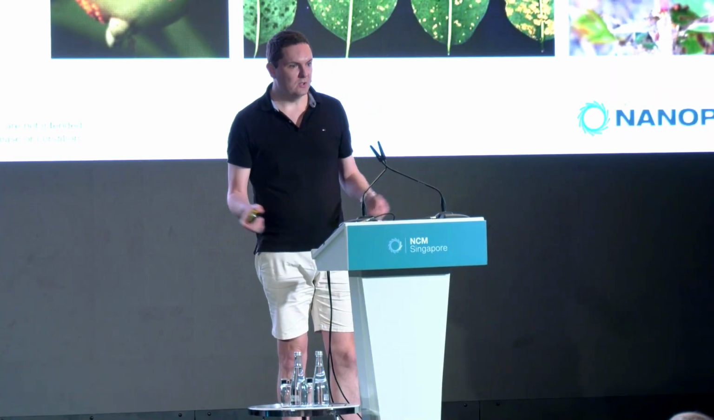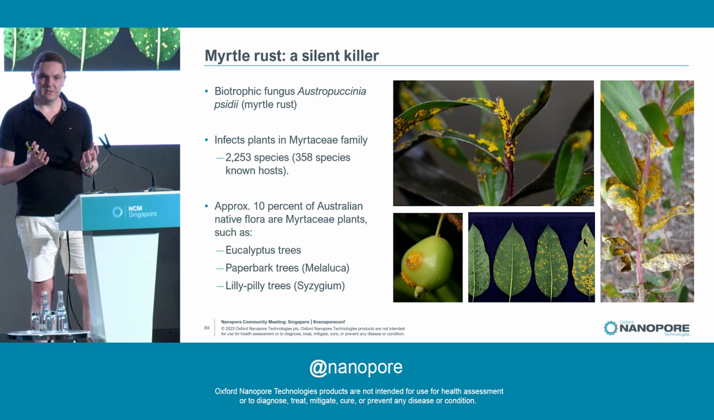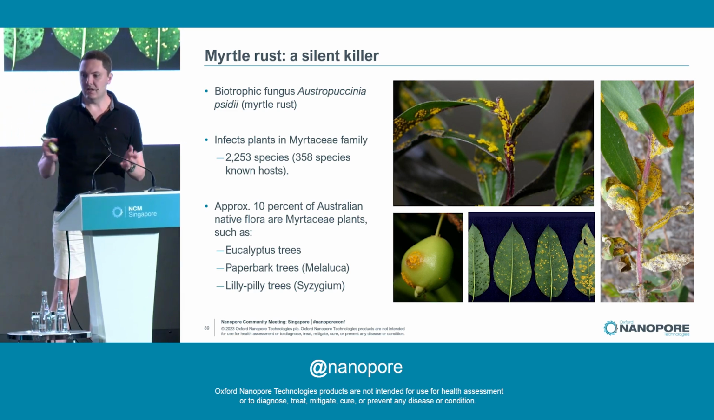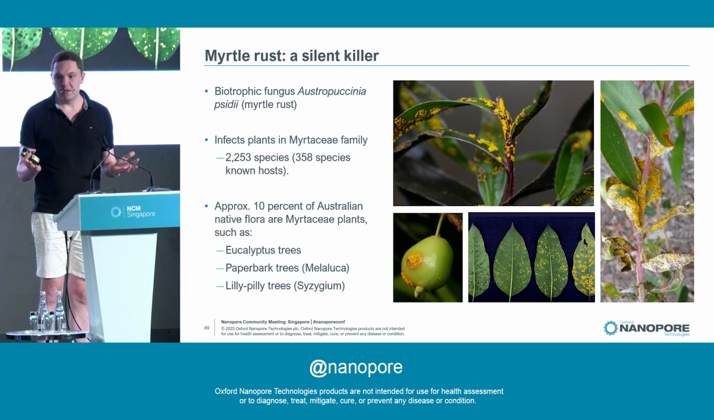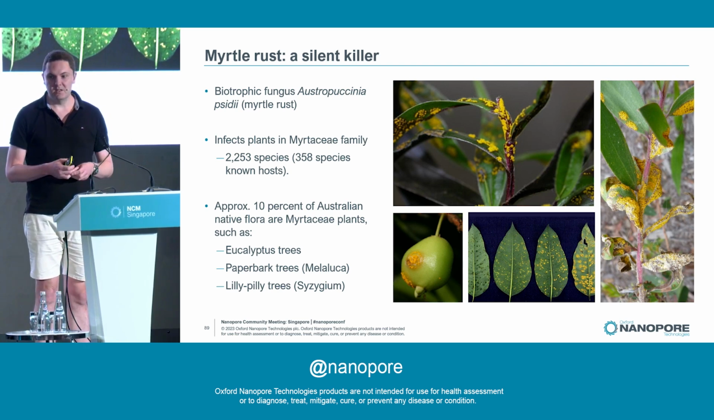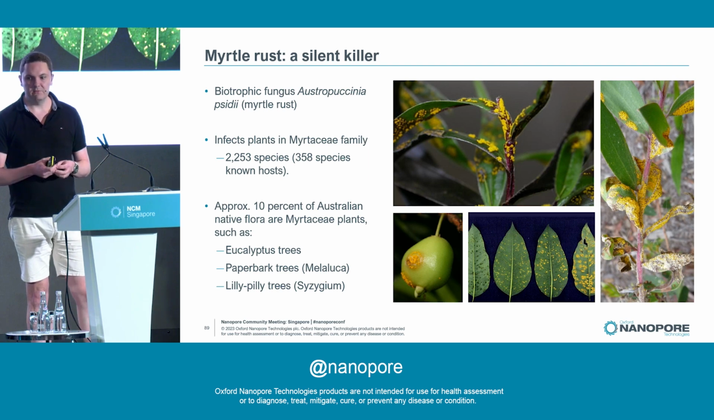So I work on myrtle rust. Myrtle rust is spreading around worldwide and is actually now in Singapore. It's a biotrophic fungus, and what biotrophic means is that it actually needs a living plant host to survive. It infects many plants of the Myrtaceae family. There are over 2,000 species in this plant family.